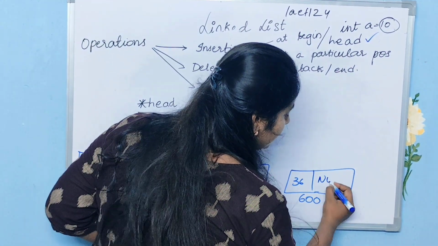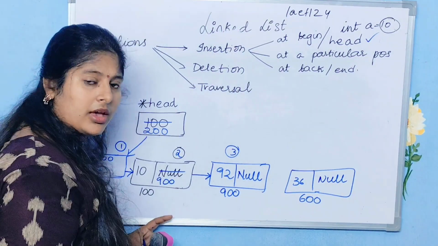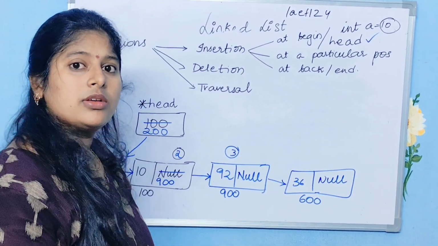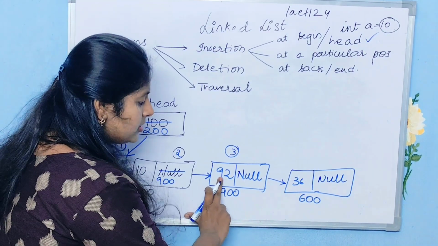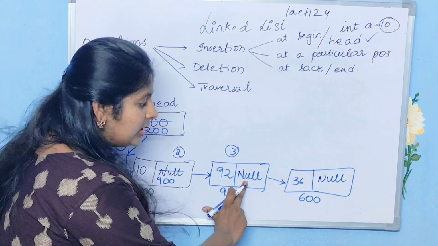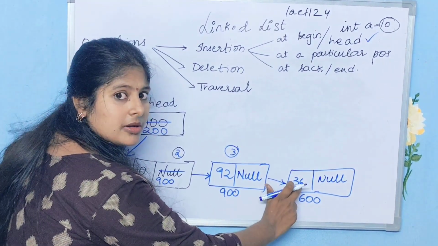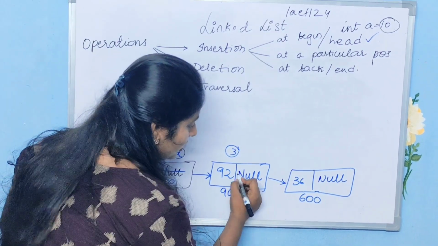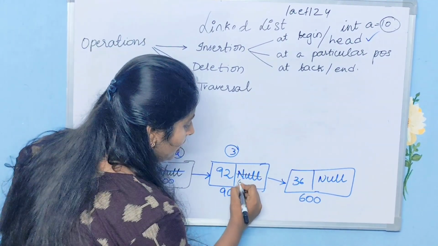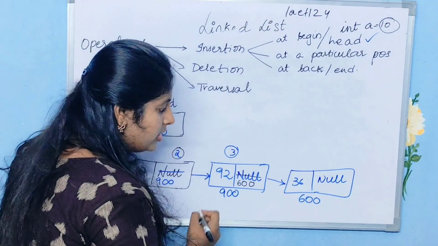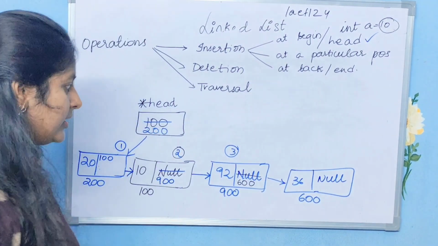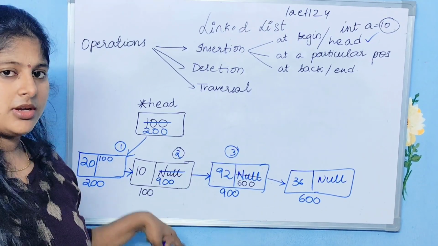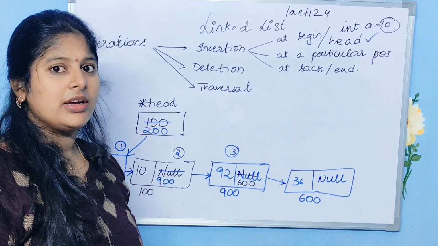Okay. So initially it is null. Okay. So after connecting, so what happens? 92's next address will be containing the address of 36. Okay. What is 92's next address? This one, right? So the null part is changed to 600. So this is what will be going on in the single linked list. This operation is called insertion at end.